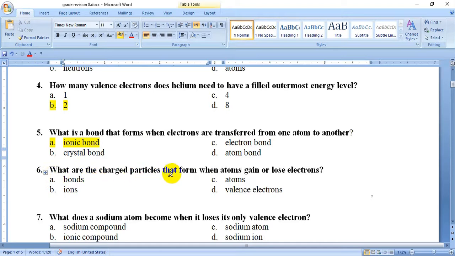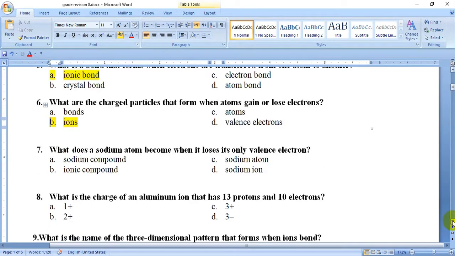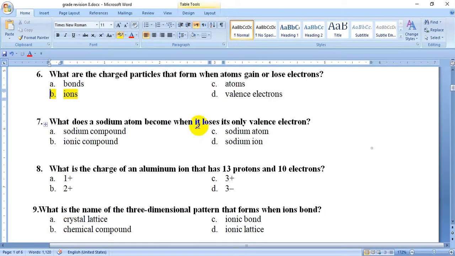What are the charged particles that form when atoms gain or lose electrons? When atoms gain electrons, they change to negative ions, and when they lose electrons, they make positive ions, so the answer will be ions. What does a sodium atom become when it loses its only one valency electron? As we said, sodium will lose an electron and change to a sodium ion, and the sodium ion is a positive ion. The charge of it is positive.